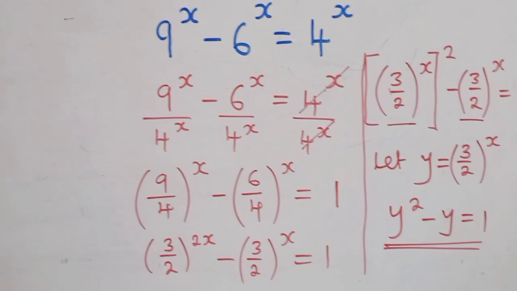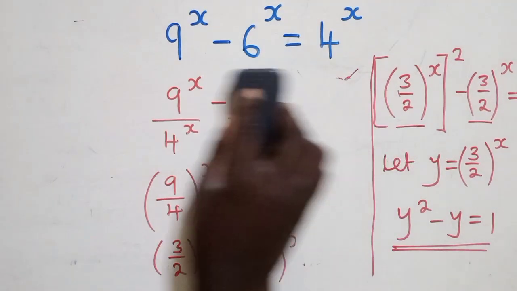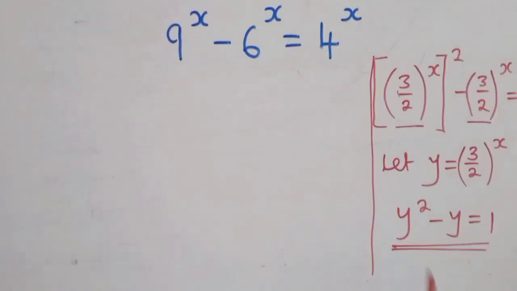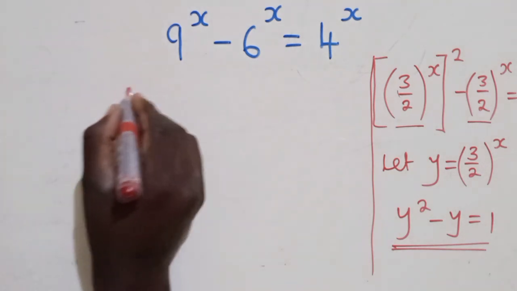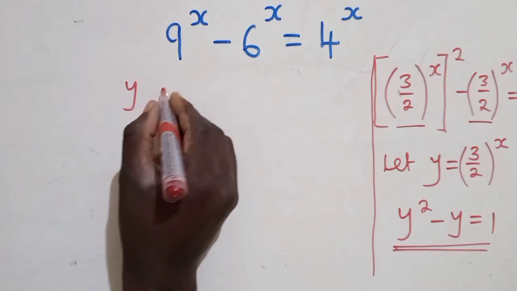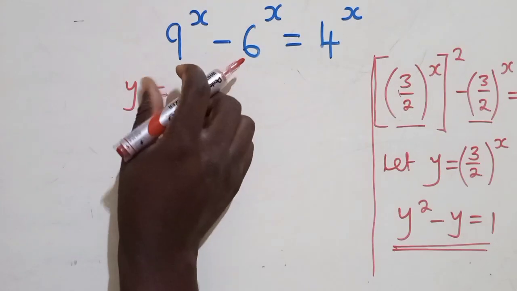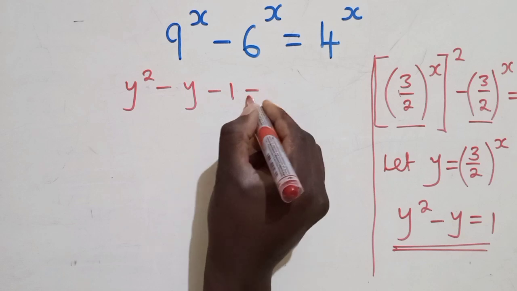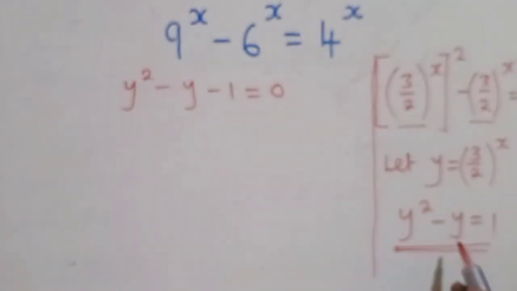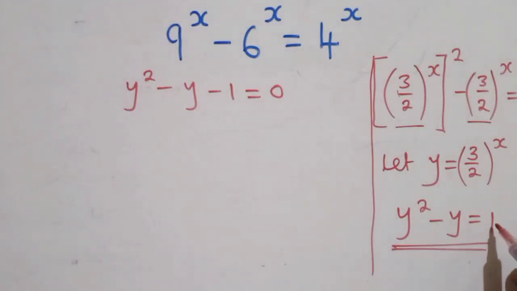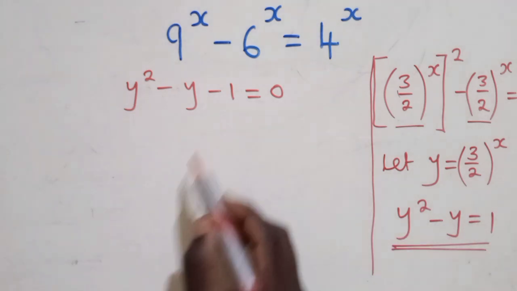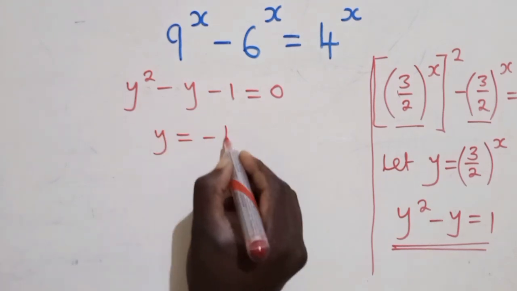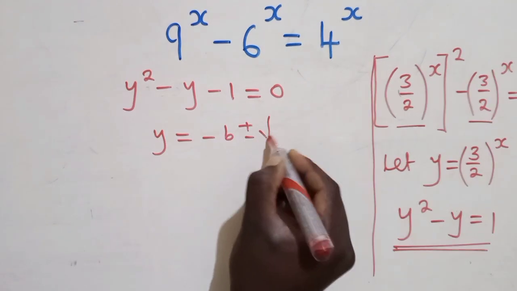Let me create some space. So we solve the quadratic equation, and when we have solved it, we'll come back to this stage. So our quadratic equation is y power 2 minus y minus 1 is equal to 0. I've just decided to put it in standard form. This will come this side, it will be negative 1. Solving this using the quadratic formula, this is our quadratic formula right here.